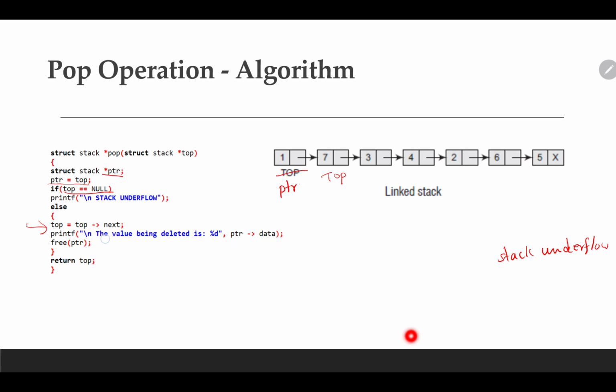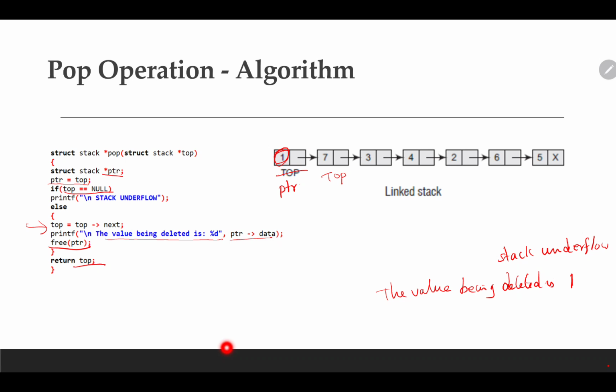Then it will print the value being deleted is. So what is the value here? It is 1. It will print the value being deleted is ptr->data, that is 1. Deleted is 1. And by using the free function, we are removing the particular node from the stack and it will return the top.